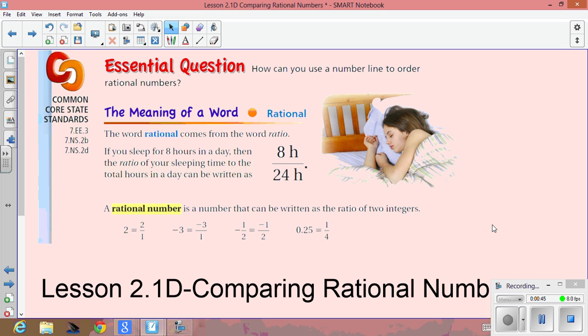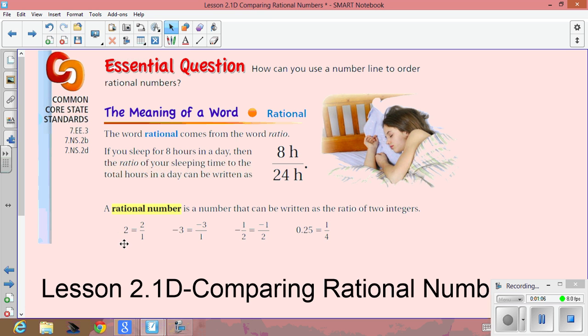Here we go. So today's essential question is, how can we use a number line to order rational numbers? And at this point we should know the word rational comes from the word ratio, and a rational number is any number that can be written as a fraction.